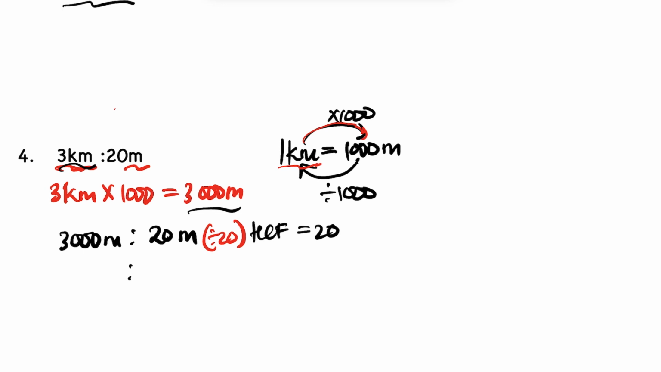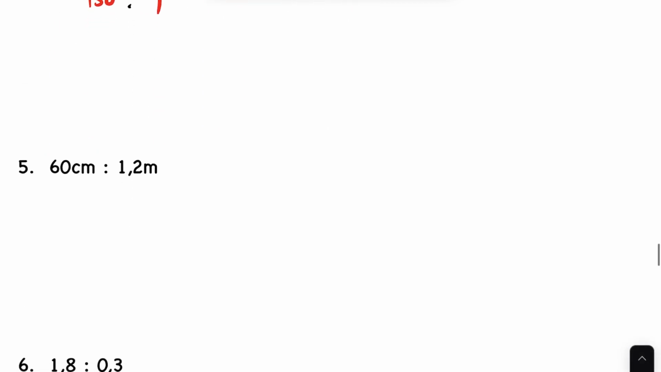3000 divided by 20. Let me punch it quickly in the calculator. 3000 divided by 20, it's 150. So 3000 divided by 20, it's 150, and 20 divided by 20, it's what? It's 1. So let's move to this one.